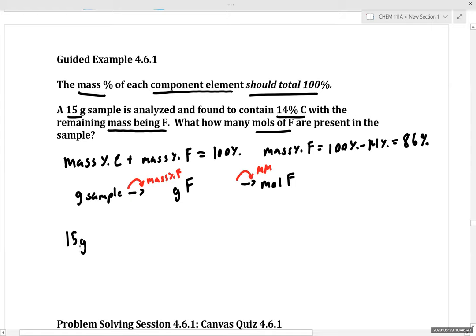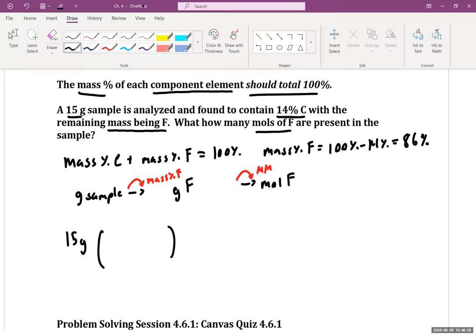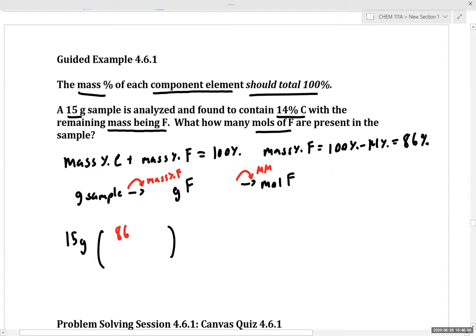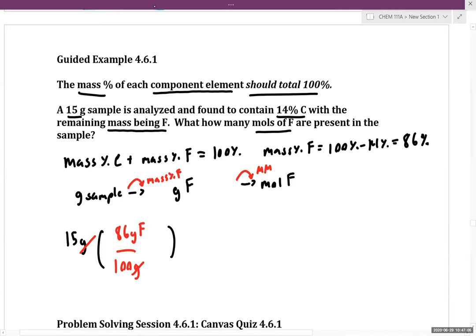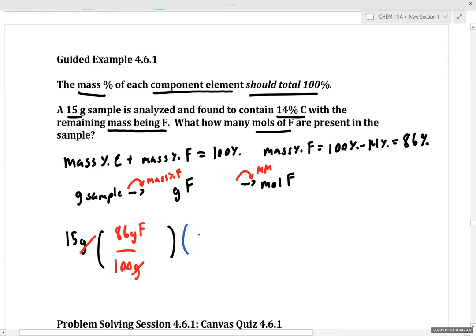So we have 15 grams of sample, and we know from our mass percentage of fluorine, note we're using the mass percentage of fluorine here, we have 86 grams of fluorine for every 100 grams of sample. The grams of sample cancel. And to go to moles, we know in 1 mole of fluorine, we have 19 grams of fluorine. Grams of fluorine cancels, and we're left with the following. So we have 15 times 86 over 100 divided by 19, and that in turn gives us 0.68 moles of fluorine.